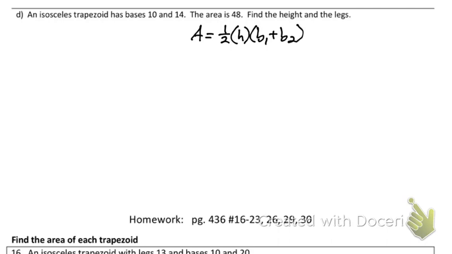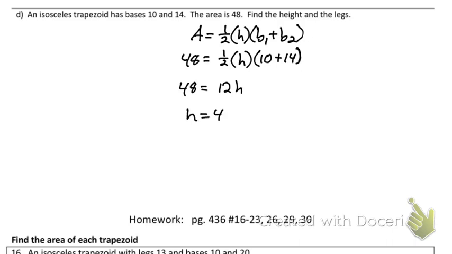Well, we know the area. We don't know the height, so let's leave that as h. We do know base 1 and base 2. So that'd be 10 plus 14. 10 plus 14 is 24. 24 divided by 2 is 12. So we have 48 equals 12h. Divide both sides by 12, and you should end up with h equaling 4.